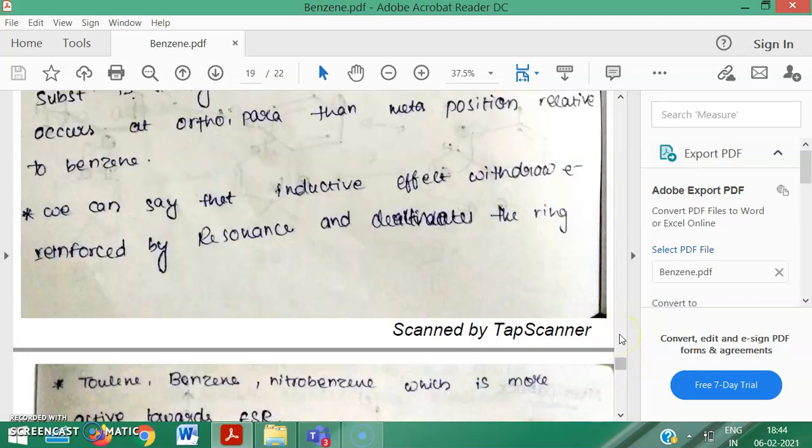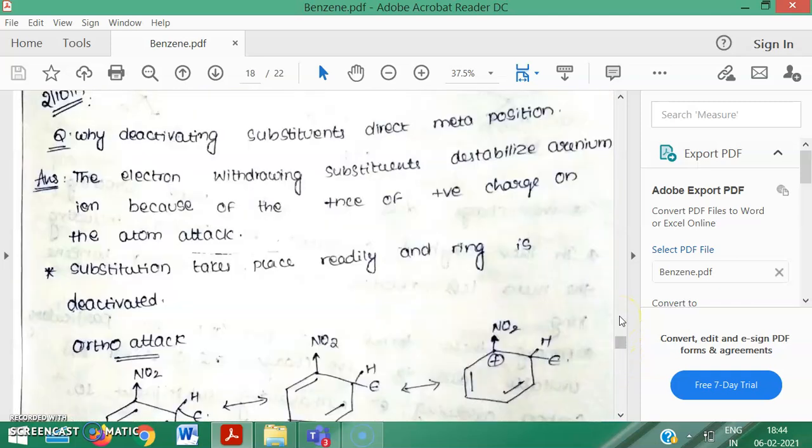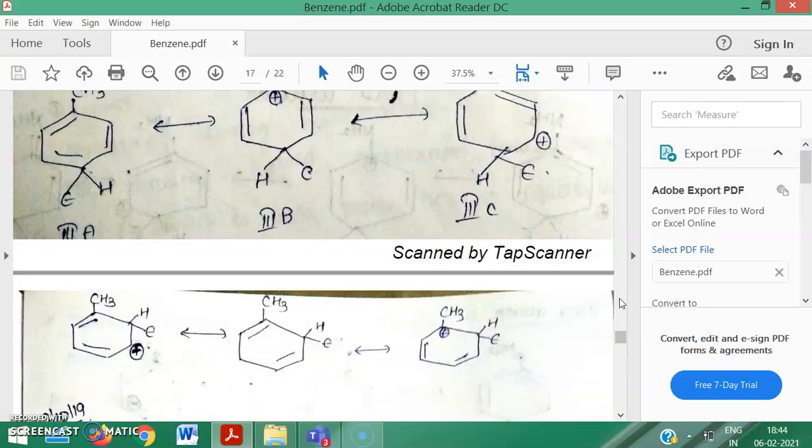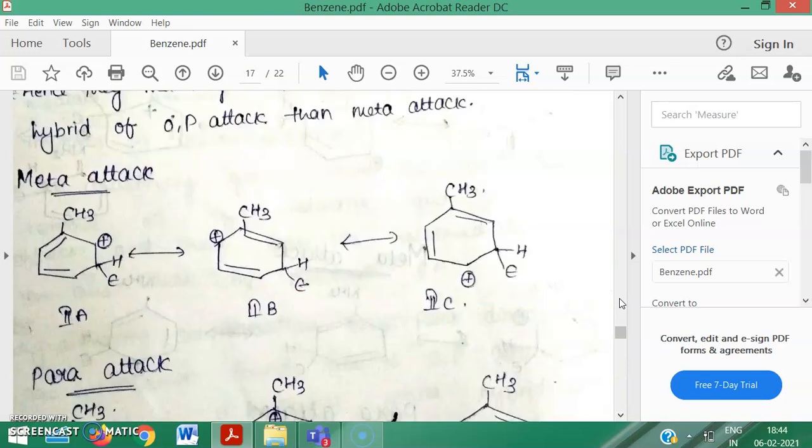So this is about the effect of activating groups and deactivating groups. The overall thing here is: what is the benzene structure, and how can we prove the benzene structure? Benzene structure was proposed by Kekulé. Kekulé gave 2 resonance structures for benzene, and in the end it is given as the stabilized resonance structure.